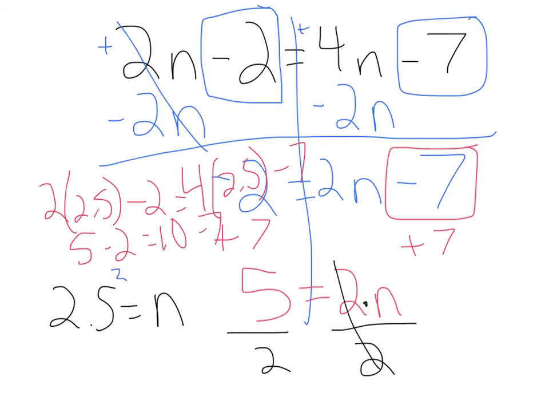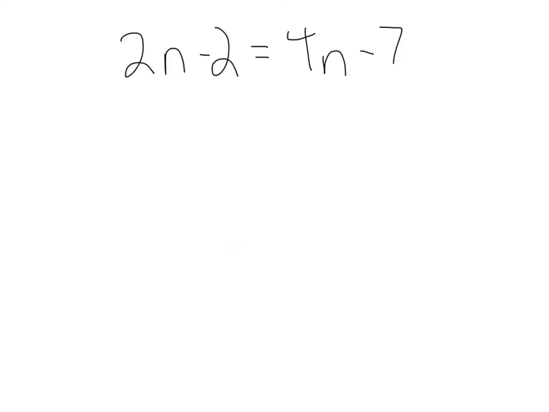5 minus 2 is 3. 10 minus 7 is 3. So 3 equals 3, which means we are correct. So in case you're saying, well, what happens if I do get a negative? I'm going to prove to you with that same equation that we do get the same number.